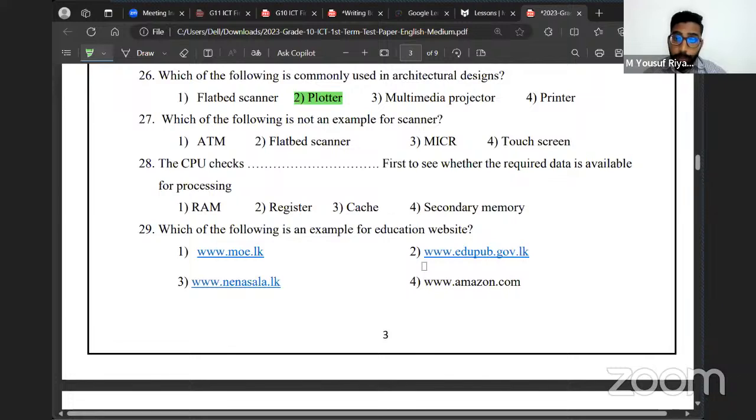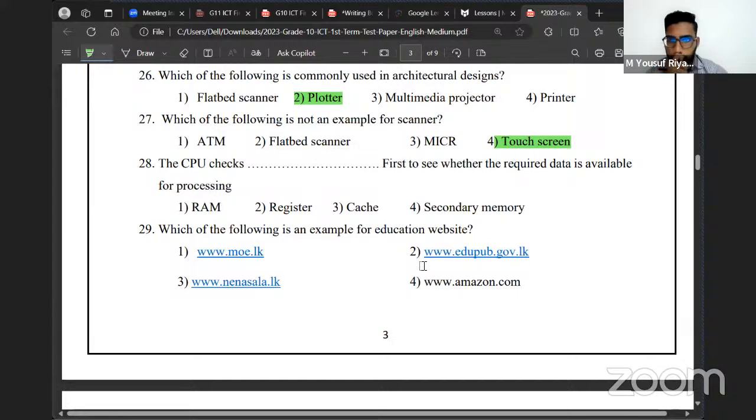The next one. Which of the following is not an example for a scanner? Perfect. Touchscreen is not a scanner. The ATM is a type of scanner. Automatic teller machine is a type of scanner. It scans your debit card or credit card. Flatbeds can also scan stuff. MICR also scans stuff. Touchscreen is not a scanner. It's a pointing device.